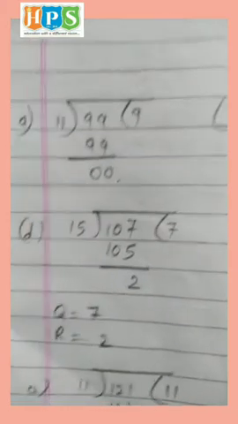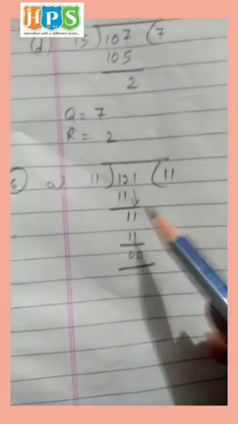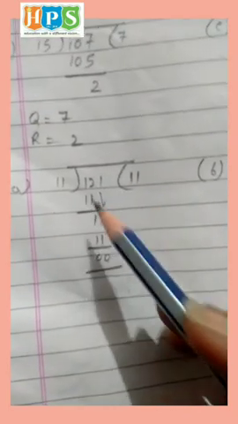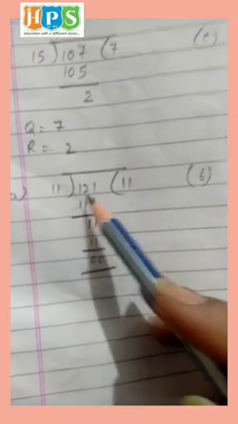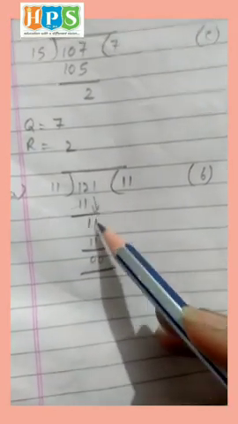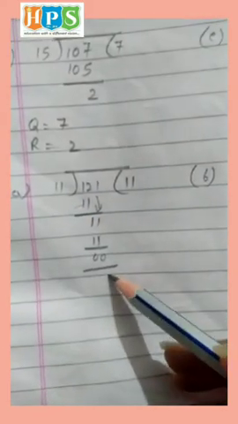Question number 6A. 221 divided by 11. 11 1 is 11. We subtract 2 minus 1, 1 and we write the next digit to make 11. 11 1 is 11. Okay.